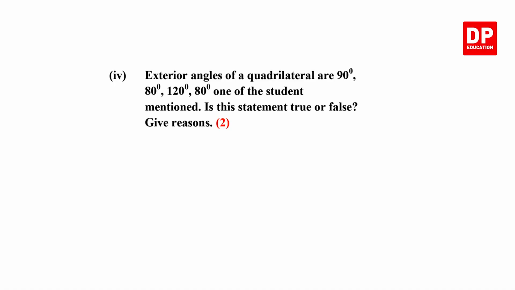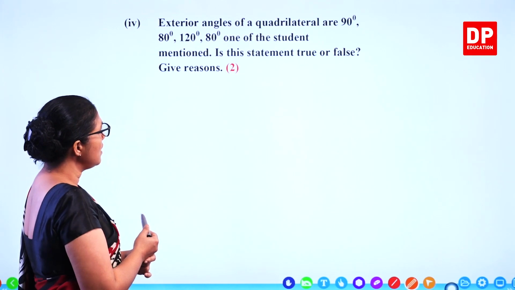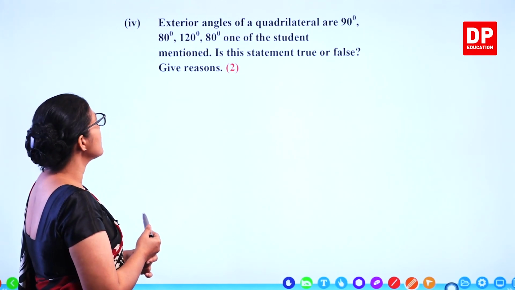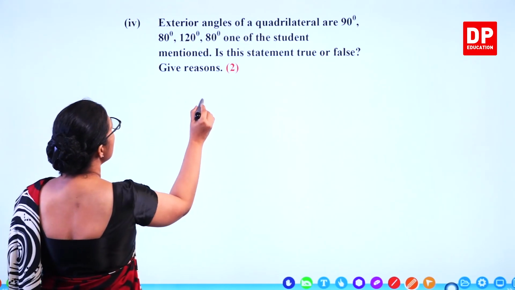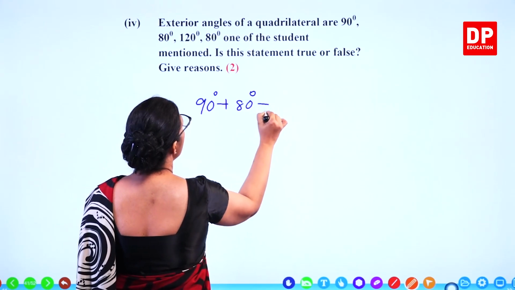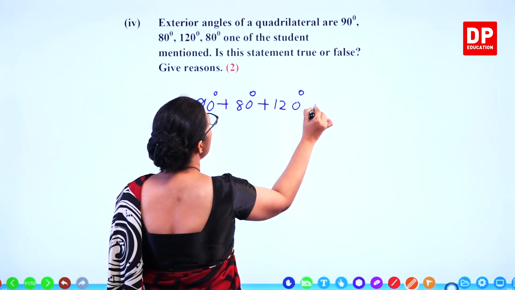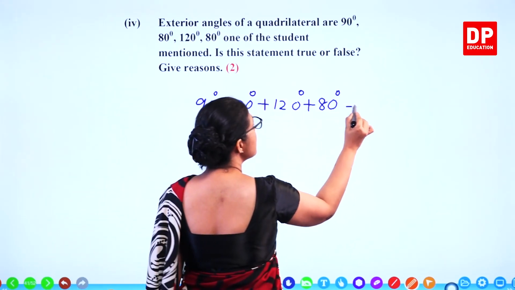Part 4. Exterior angles of a quadrilateral are 90, 80, 120 and 80. One of the students mentioned, is this statement true or false? Give reasons. We'll add and see. 90, 80, 120, 80. For any polygon, this should be 360.